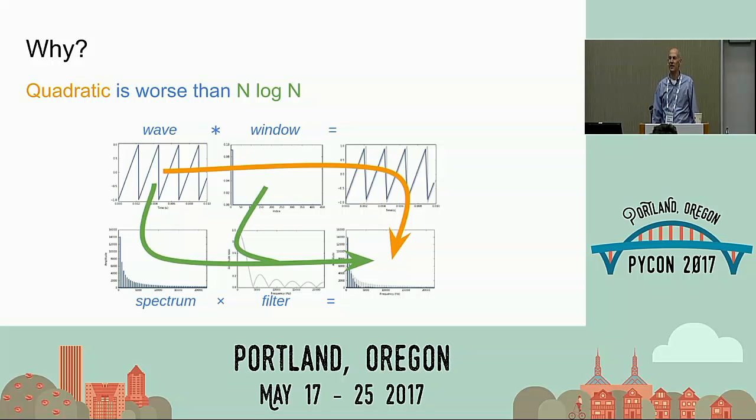Yes, convolution in the time domain is more complicated than just multiplying the two vectors. The simplest way to implement convolution is the way I showed, which is that you multiply the wave times the window. That gets you 1 point, and then you have to shift the window, multiply again. So there are n steps, and each step is linear, so that's how you get the quadratic.